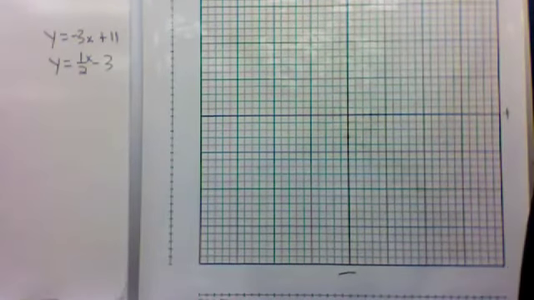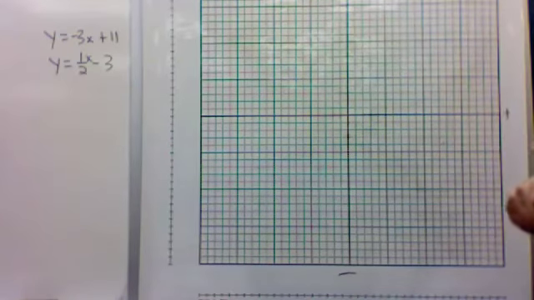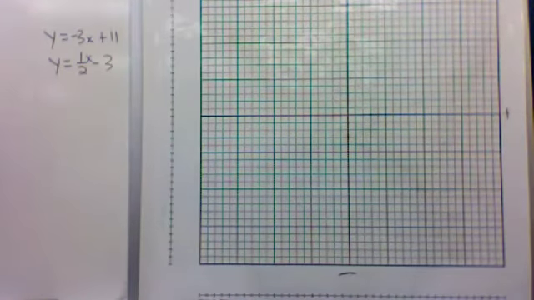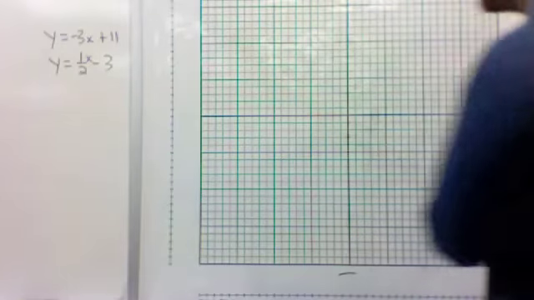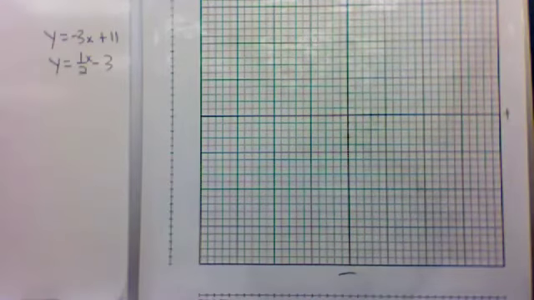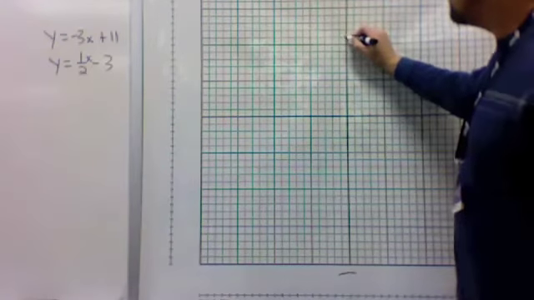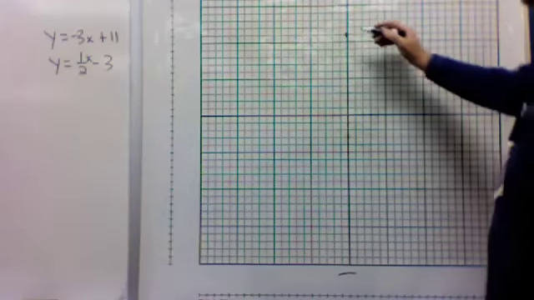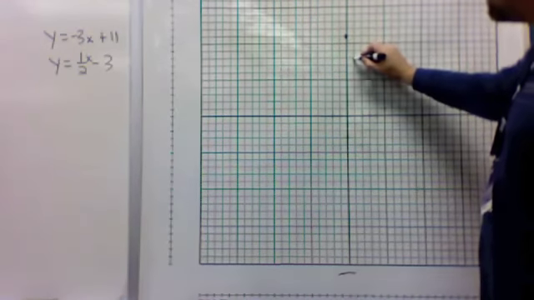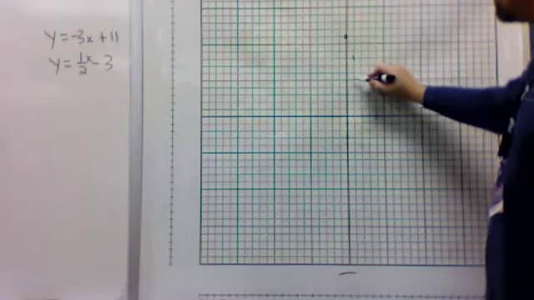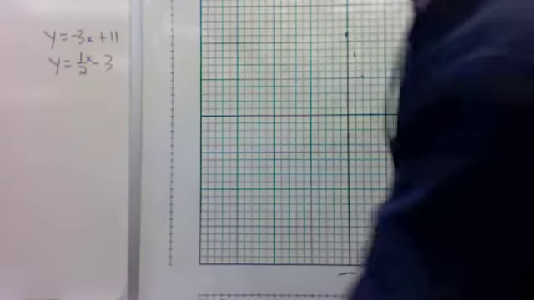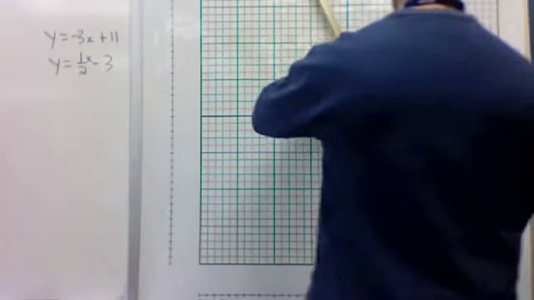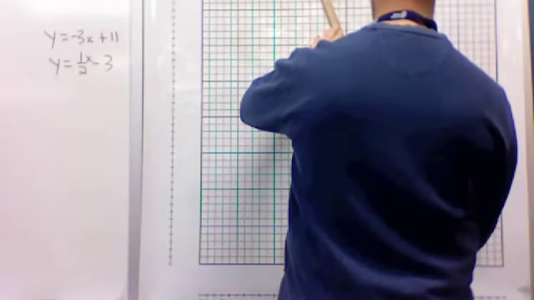All right, we are going to graph the system: y is equal to -3x plus 11, and y is equal to 1/2 x minus 3. First thing we'll do is graph -3x plus 11. So we find our y-intercept at 11, and we put a dot. Our slope is -3 over 1, so we go down 3 over 1, down 3 over 1. So there's our first graph. y is equal to -3x plus 11 is our first line.